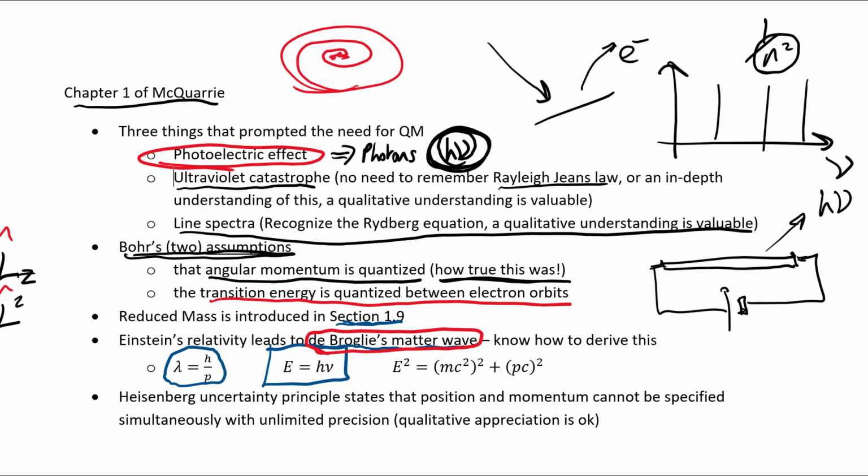The Heisenberg uncertainty principle is brought up in chapter 1, and it states that position and momentum cannot be specified simultaneously with unlimited precision. That's a cornerstone principle of quantum mechanics, and it basically tells us that it's all probabilistic. So for any electron in an atom, we don't know where that electron really is. We can describe the probability of where to find it. That's the Heisenberg uncertainty principle. So that's what chapter 1 tells us.